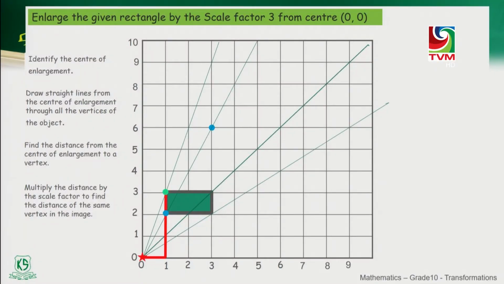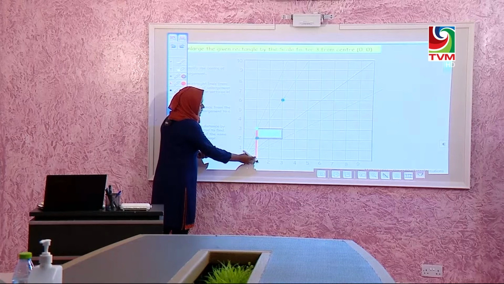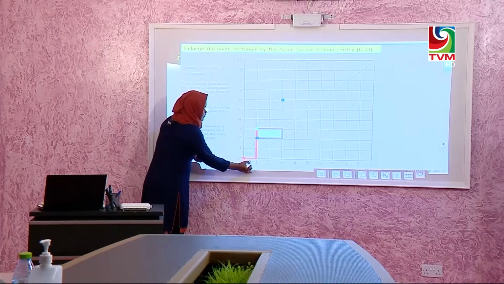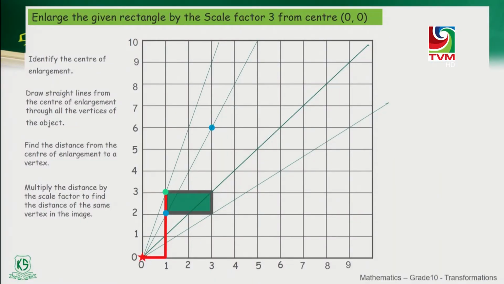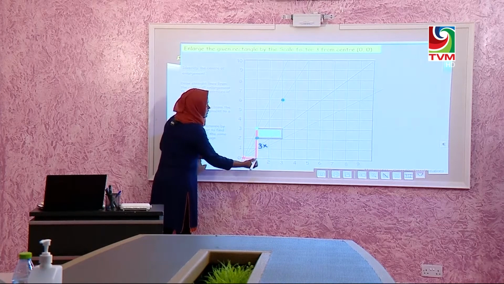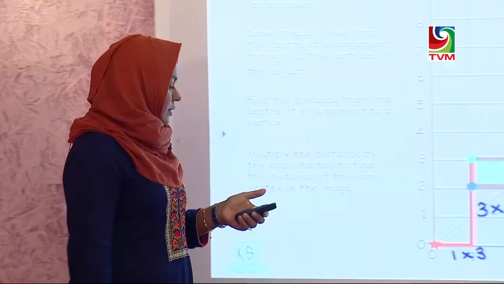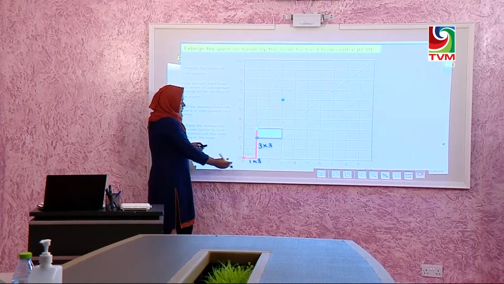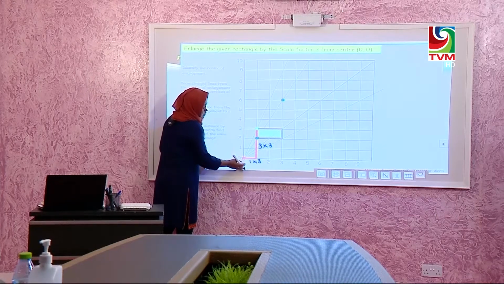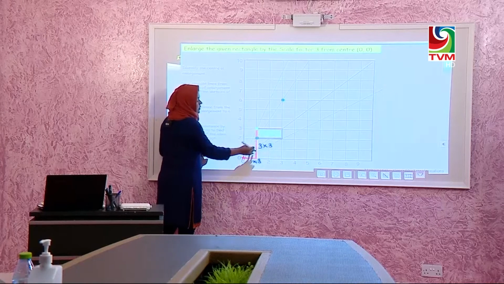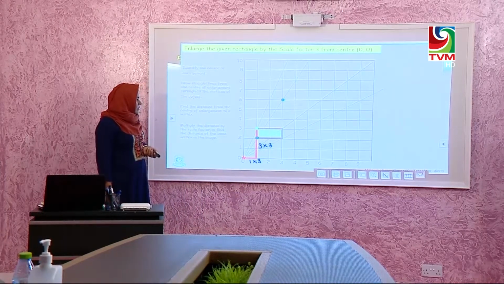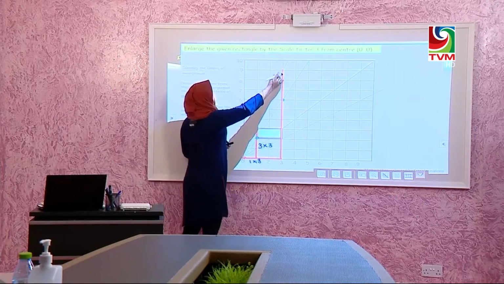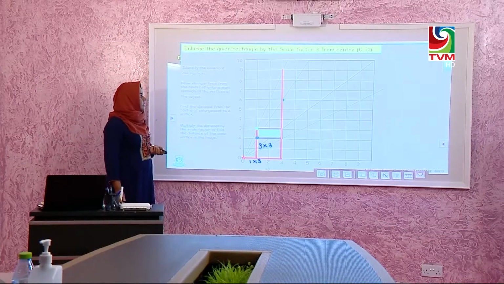Now we are going to check the position of this point on the enlargement. The same way we are going to find the distance from the center of enlargement to the point here. As you can see, it is 1 square across and 3 squares up. 1 across, 3 up. So to get the corresponding point on the enlargement, we are going to multiply the distance by the scale factor. Our scale factor is 3. So multiply it by 3 to get the distance of the same point from the center here. As you can see, the same point on the enlargement will be across 3 squares, because 1 times 3 is 3, and up you will have 9 squares now. 3 times 3 gives you 9. So the same point on the enlargement is 3 squares across and 9 squares up. This is where the corresponding point on the enlargement is going to be.